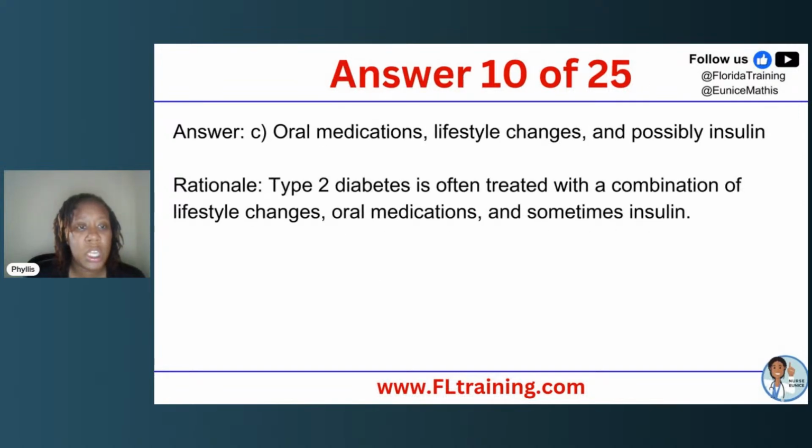If you chose C, you are absolutely correct. Oral medication, lifestyle changes, and possibly insulin. Type 2 diabetes is often treated with a combination of lifestyle changes, oral medication, and sometimes insulin. Way to go, guys.